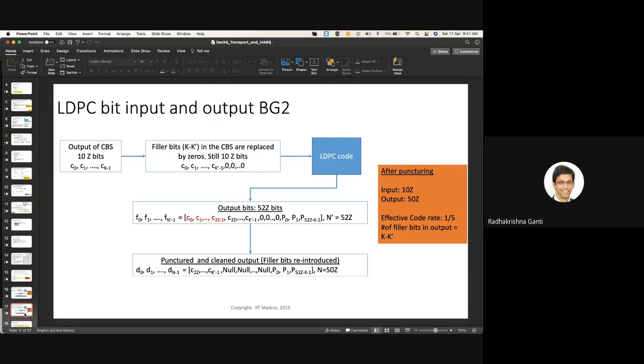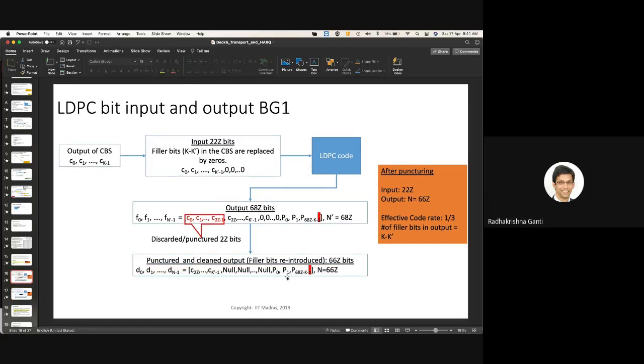Okay. Similarly for BG2, 52Z bits come out of the LDPC code. 2Z bits you drop, so you get 50Z bits out. So input is 10Z for the LDPC code. The effective output is 50Z. So effective code rate for BG2 is 1/5. Fine? Does it make sense? So at this point, effectively you have a code rate of 1/5 for BG2 and 1/3 for BG1.